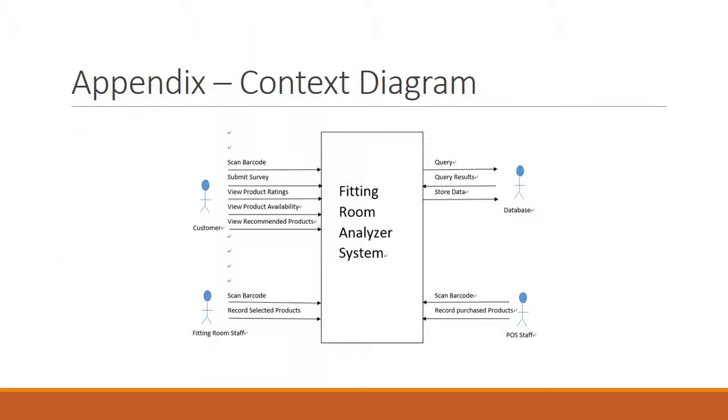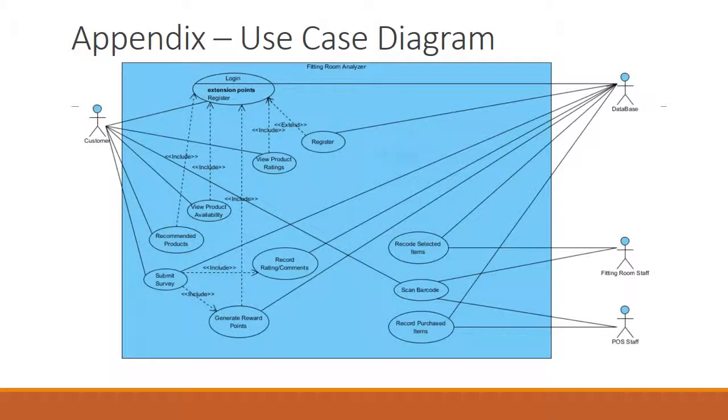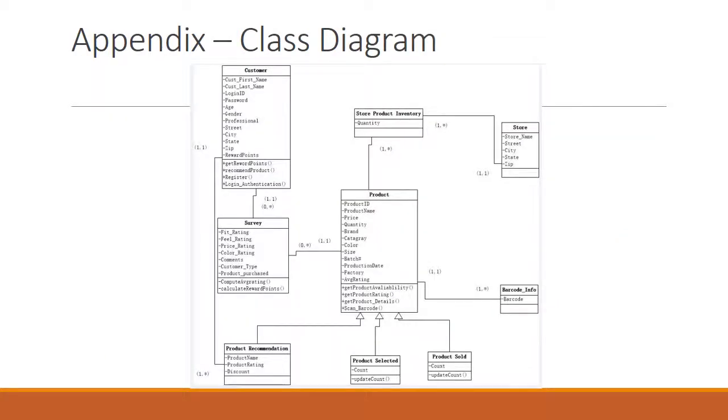And here we have some diagrams which we applied in our project. This is the context diagram, and we see there are 4 actors: customer, database, POS staff, and fitting room staff. The POS staff is the point of sale staff. And this is the use case diagram, and we have some main functions included in the diagram. And also this is a class diagram.